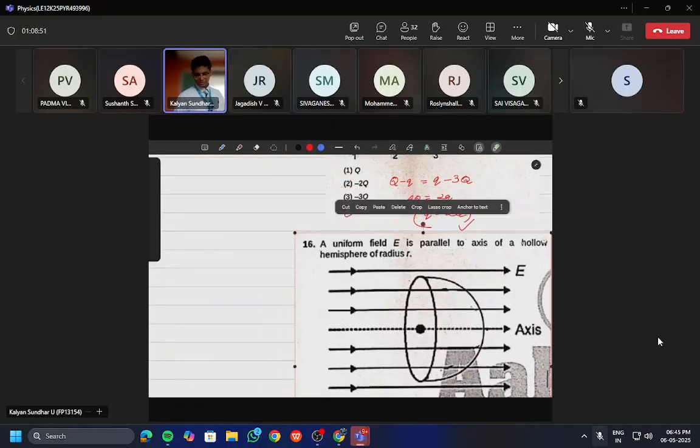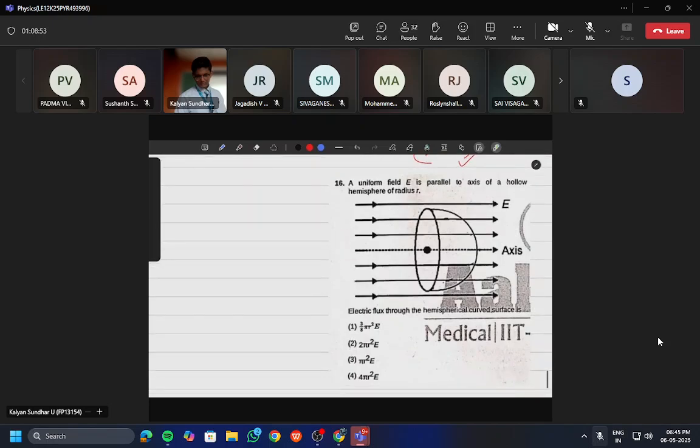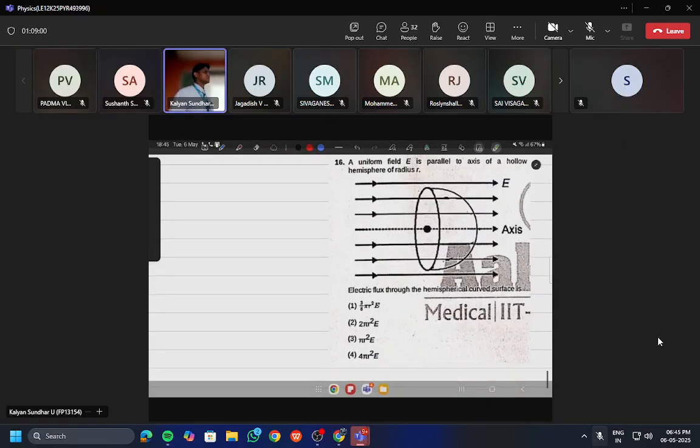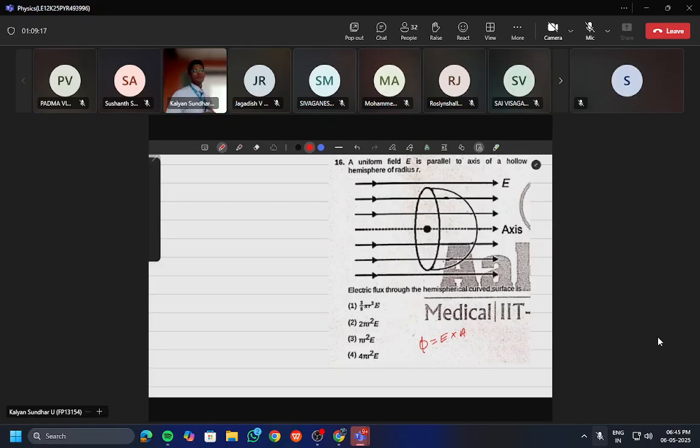Now this is easier. What is the answer? Flux through this area. என்னன்னா ஃப்ளக்ஸ்னா என்னது? Flux will be equal to E into A. Flux are passing through this area. கரெக்டா? இதோட cross section என்னது? என்ன ஷேப் இது? pi r square. கரெக்டா? Cross section area. So this will be pi r square. Option 3 will be the right answer.